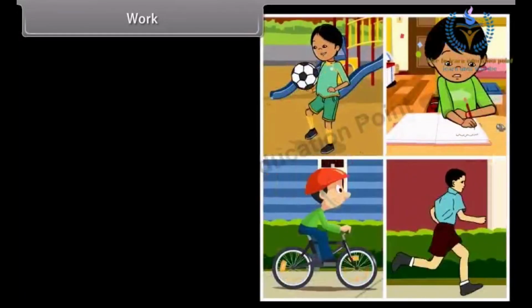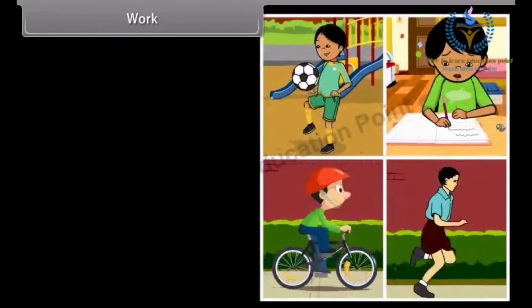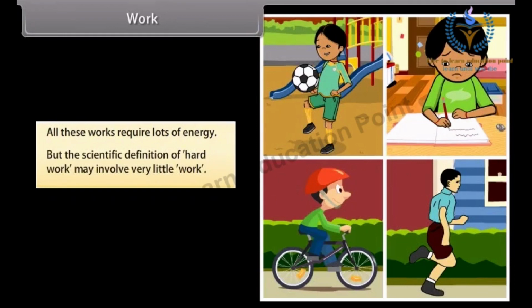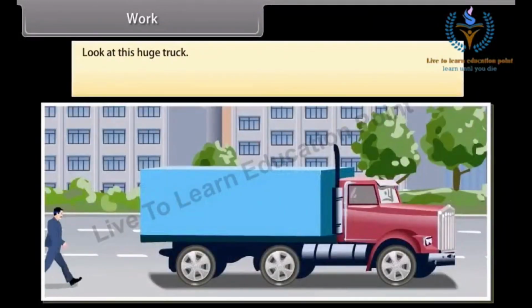Work. Friends, we do lots of work like playing, studying, cycling, running, etc. All these works require a lot of energy. But the scientific definition of work is different, and hard work may involve very little work. Let's see how. Look at this huge truck.